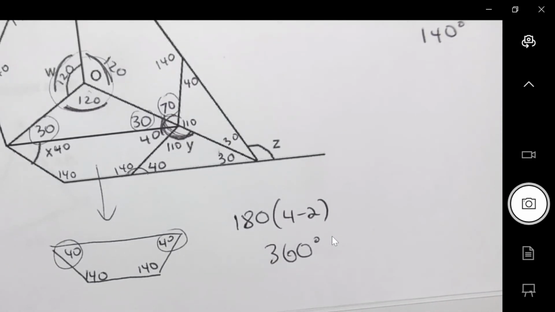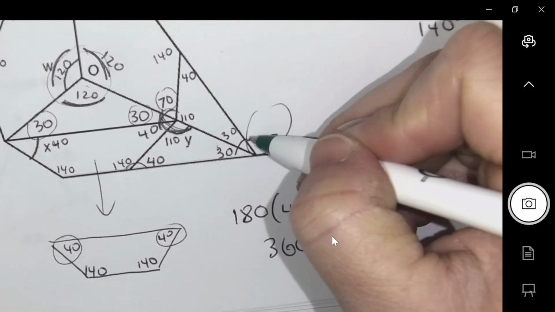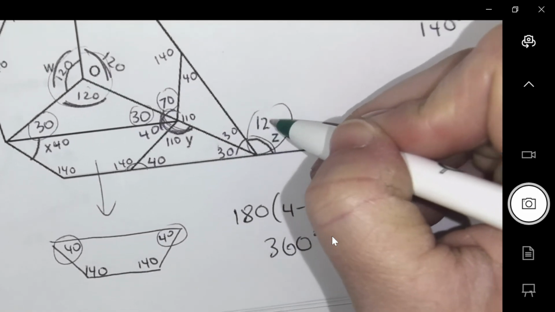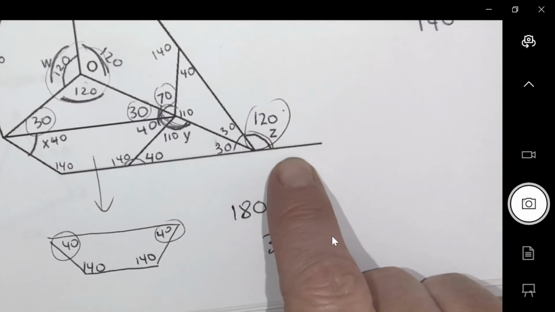That was good. Okay, now what? We're left with Z, so how do we get Z? 60 and 120 would be left. 60 and then 120.